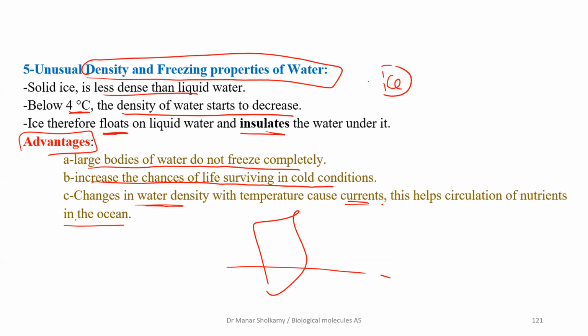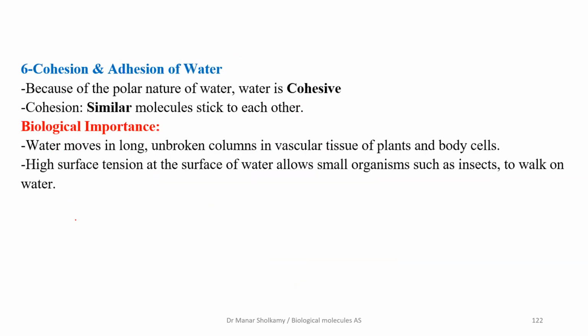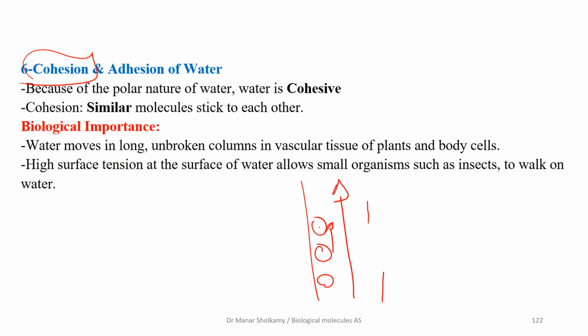Clear? Good. Cohesion. It's the attraction of similar molecules. Water molecules attract each other, and this is an advantage. How do they attract each other? By hydrogen bonds. This is an advantage because it helps the water to move up the xylem. Every water molecule will pull the water molecule below it.